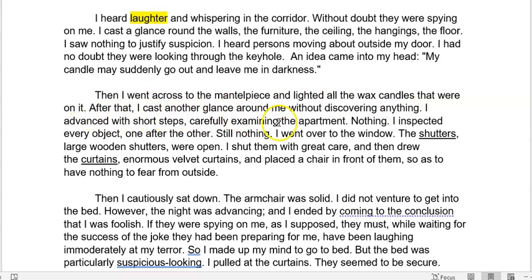"After that, I cast another glance around me without discovering anything. I advanced with short steps, carefully examining the apartment. Nothing. I inspected every object, the one after the other. Still nothing. I went over to the window. The shutters," large wooden shutters, "were open. I shut them with great care and then drew the curtains," enormous velvet curtains, "and placed a chair in front of them so as to have nothing to fear from outside."